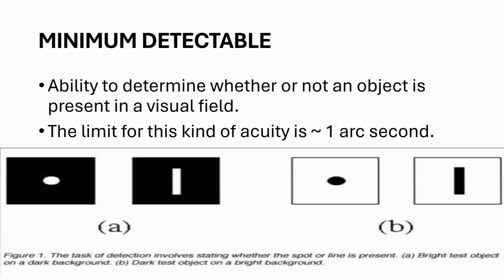Minimum detectable is the smallest object or difference in light that the eye can detect but not necessarily resolve or identify its shape. Simply explained, it is not about shape or detail, just light detection. Now you can see that picture. It is often tested using a spot of light on a dark background or vice versa. It measures the ability of the retina and visual system to detect the presence of a stimulus.